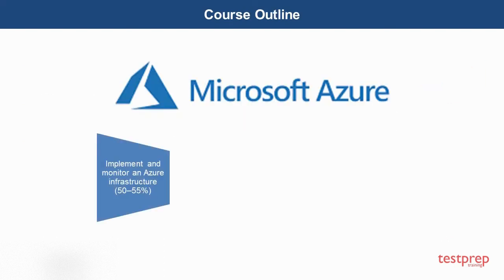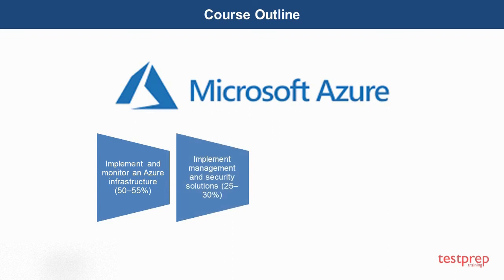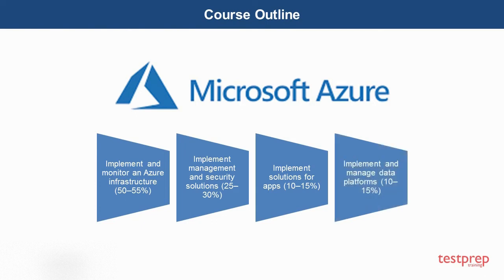Course outline. 1. Implement and monitor an Azure infrastructure, which comprises 50 to 55% weightage in the exam. 2. Implement management and security solutions, which comprise 25 to 30% weightage in the exam. 3. Implement solutions for apps, which comprise 10 to 15% weightage in the exam. 4. Implement and manage data platforms, which comprise 10 to 15% weightage in the exam.